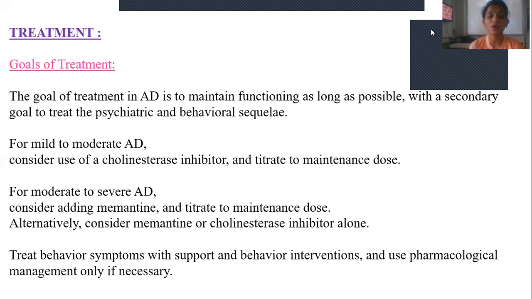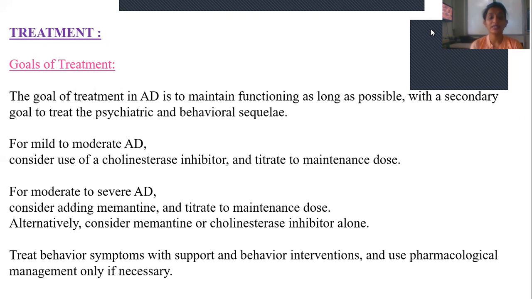Coming to moderate to severe Alzheimer's disease, along with the cholinesterase inhibitor, we have to give memantine. So a combination of both drugs should be given, cholinesterase inhibitor and memantine. Initially here also a low dose, and then we titrate the dose and maintain the dose. Alternatively, consider memantine. If it is not possible to give memantine and cholinesterase inhibitor in combination, sometimes the physician may prescribe memantine alone or cholinesterase inhibitor alone.